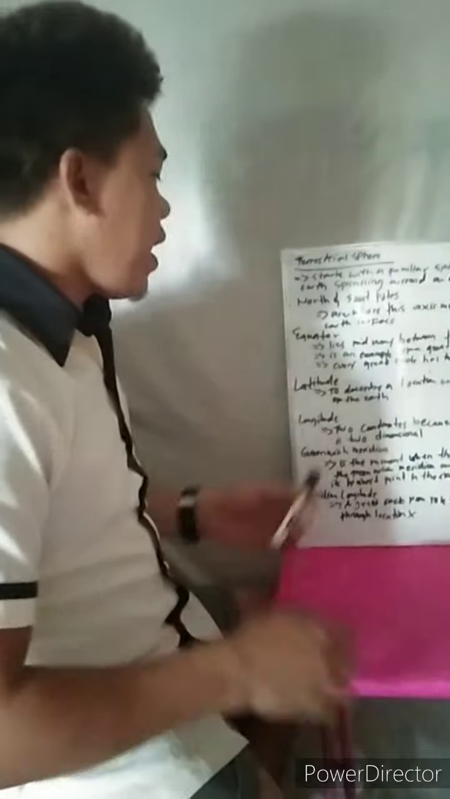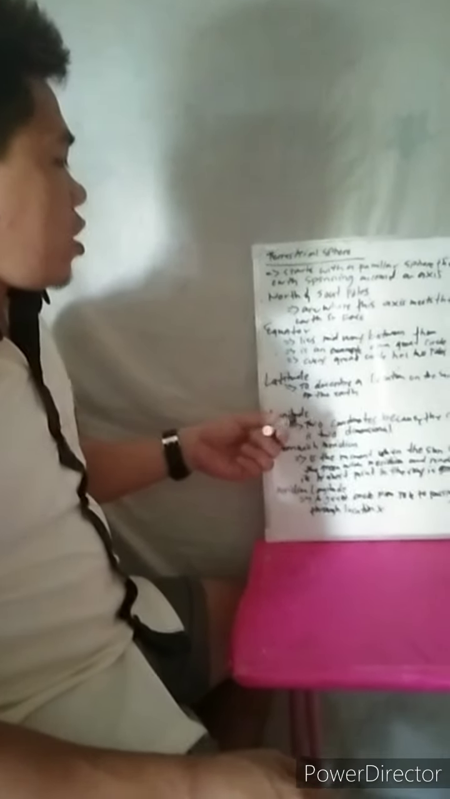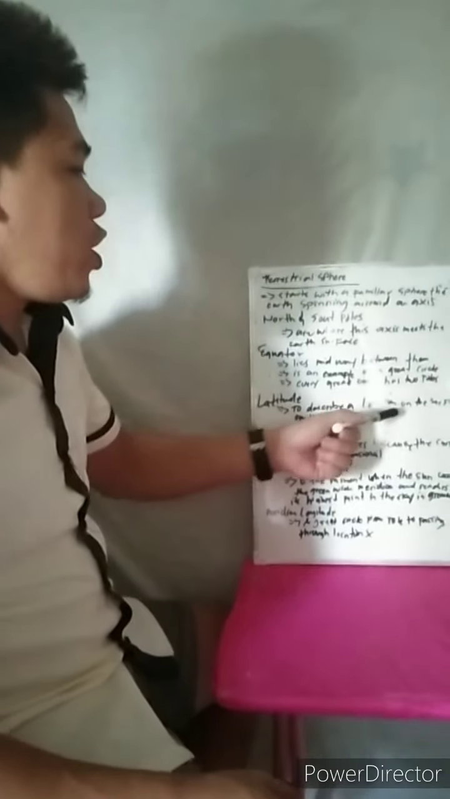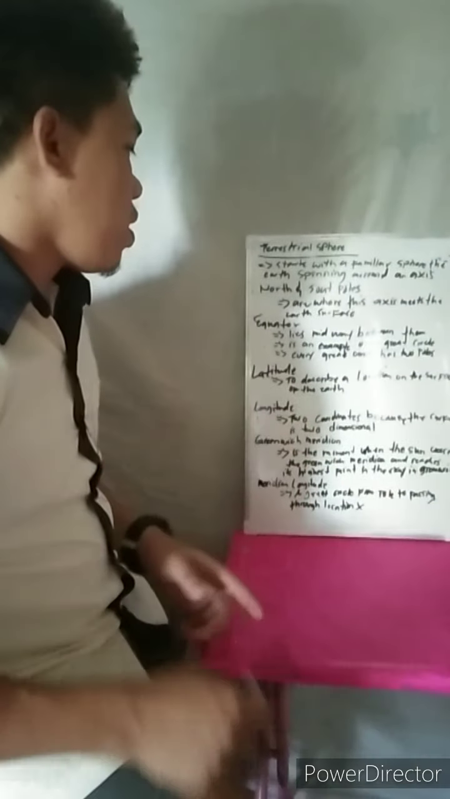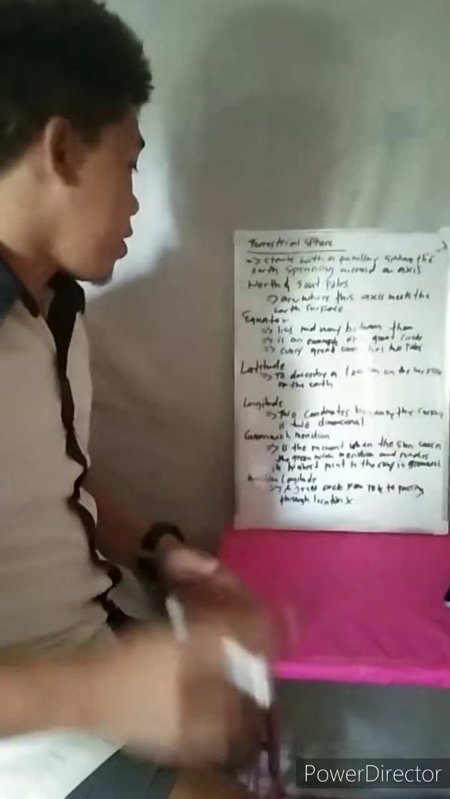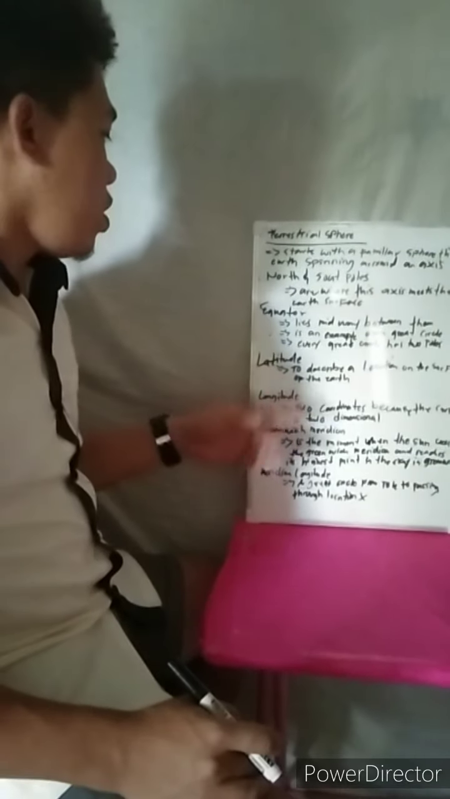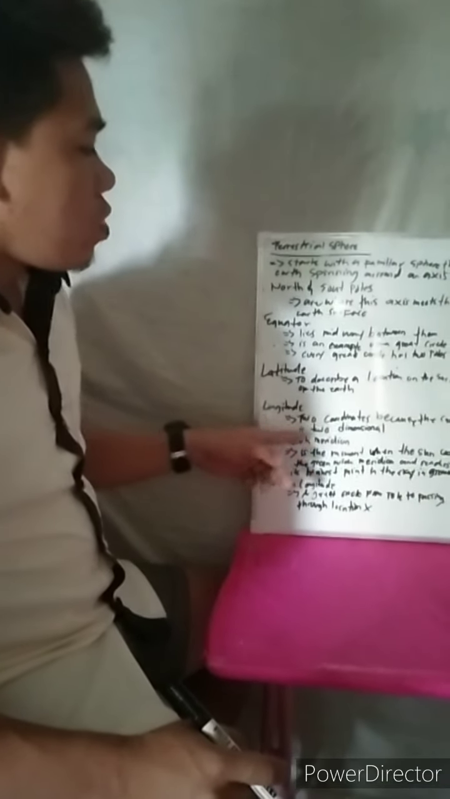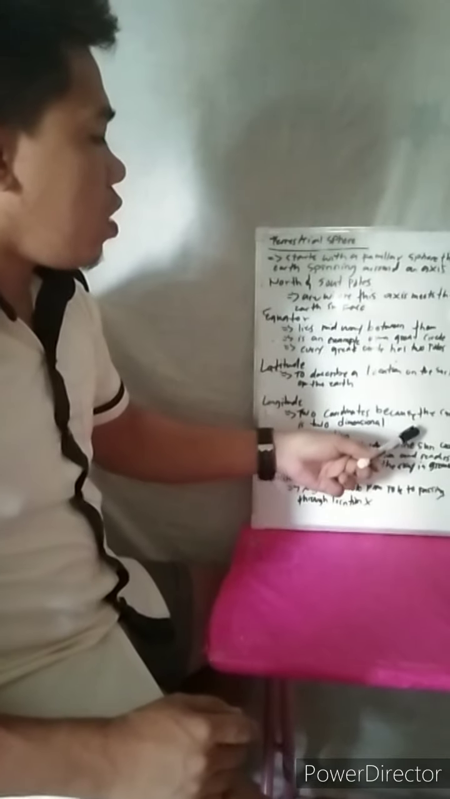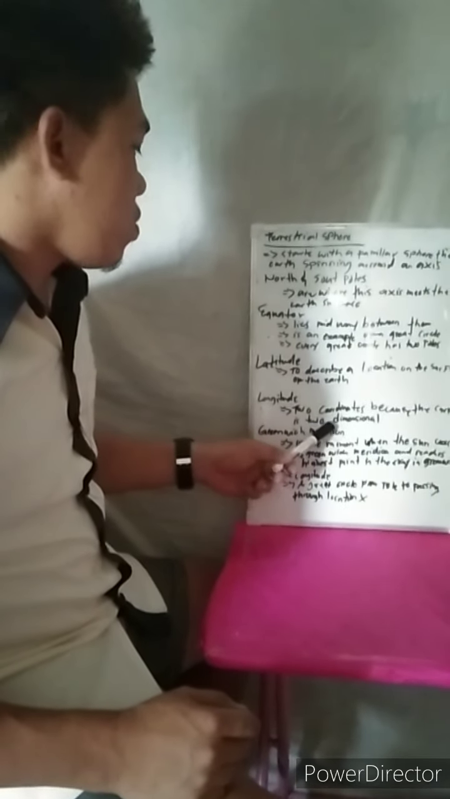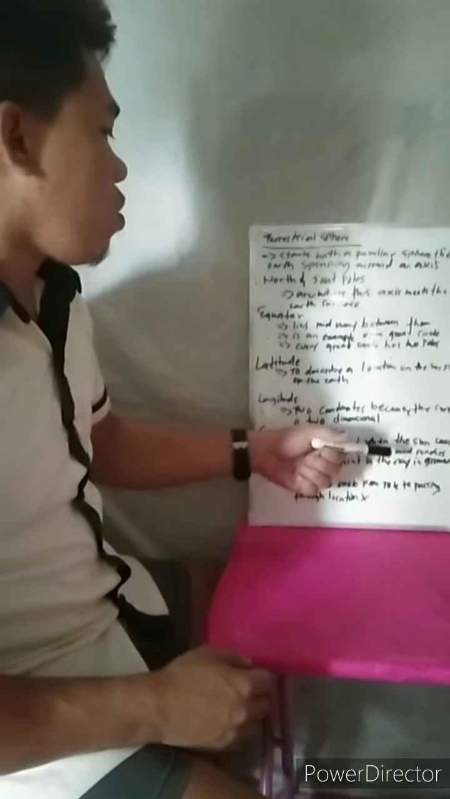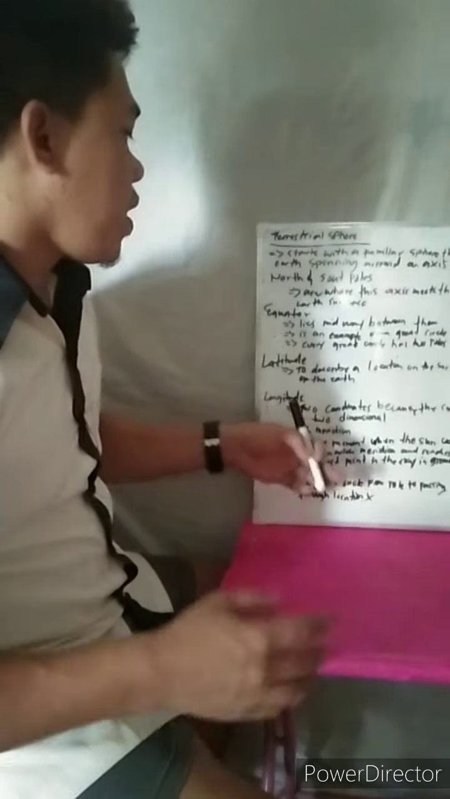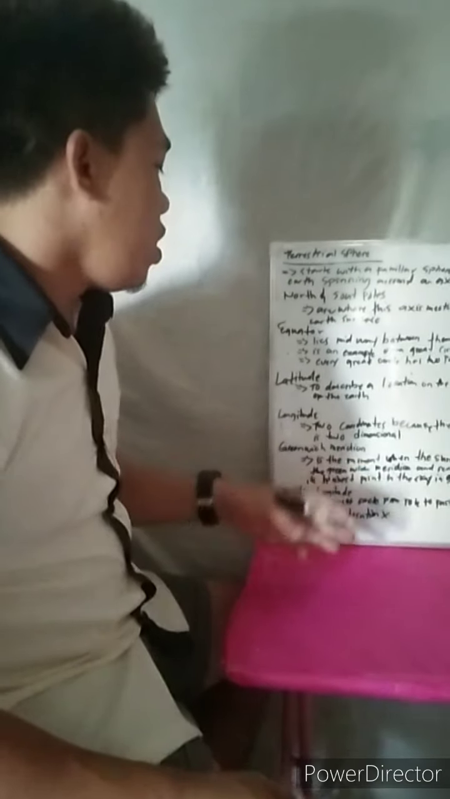So latitude. Latitude describes a location on the surface of the earth. Then longitude. There are two coordinates because the surface is two-dimensional. So it has two coordinates since the surface is two-dimensional.